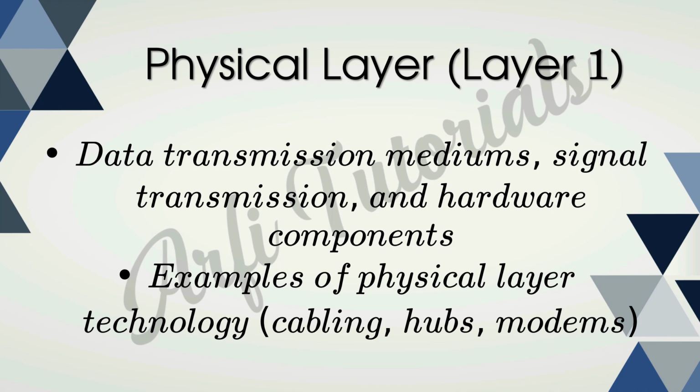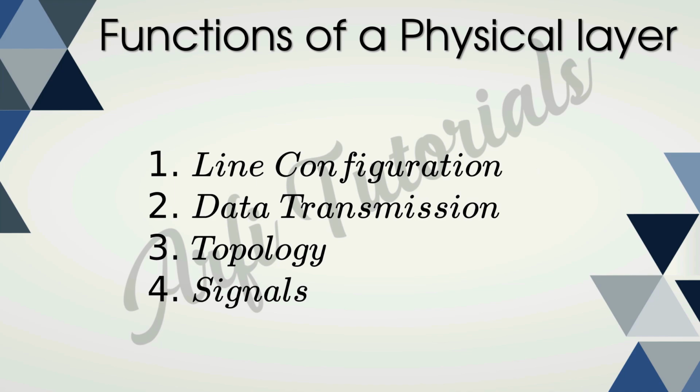The main function of the physical layer is to transmit the individual bits from one node to another node. It is the lowest layer of the OSI model. It establishes, maintains, and deactivates the physical connection. It specifies the mechanical, electrical, and procedural network interface specifications. Functions of the physical layer.